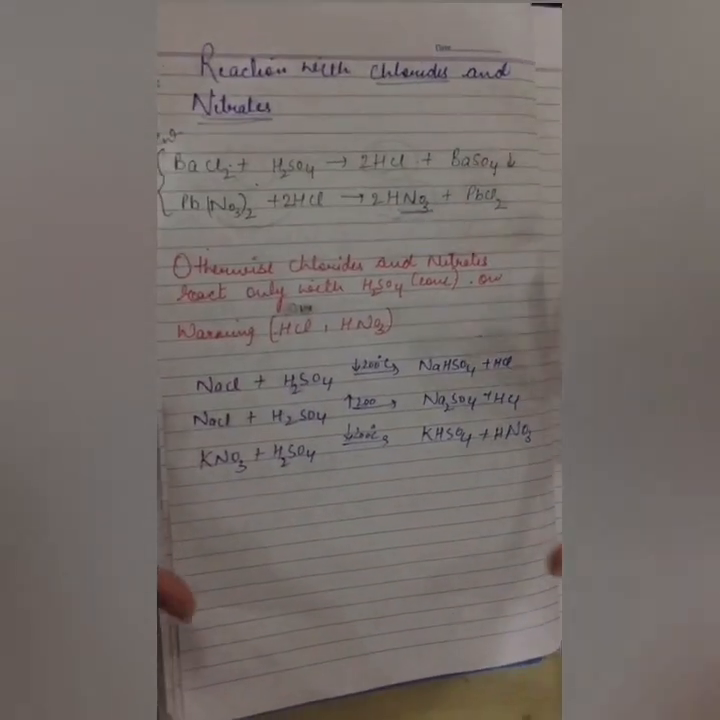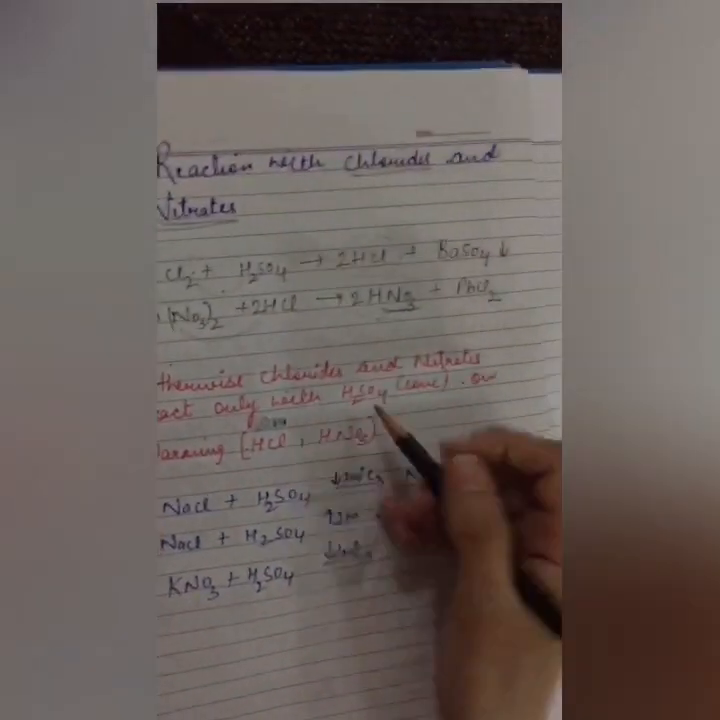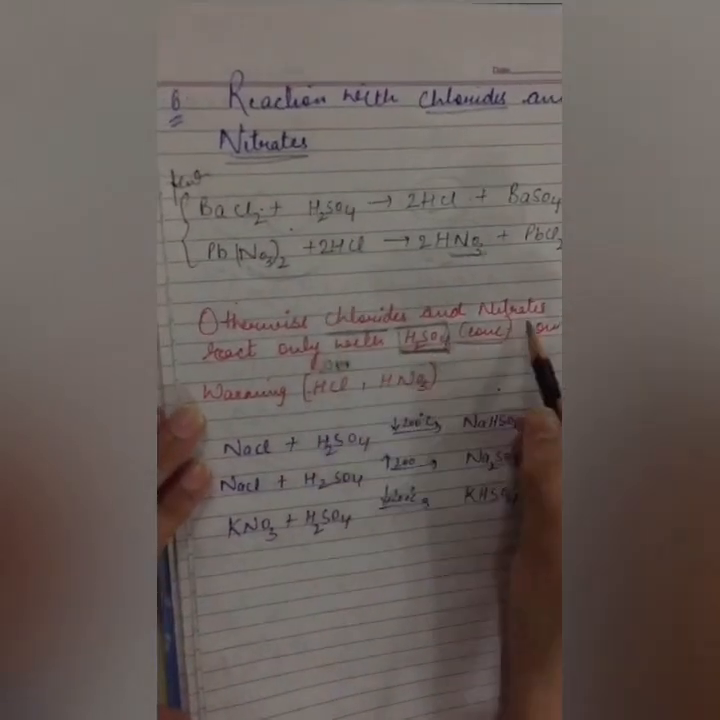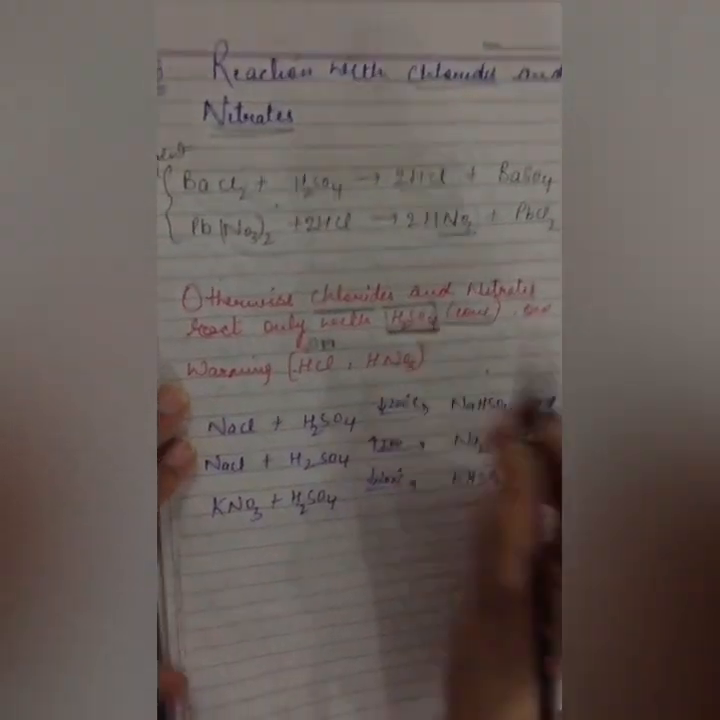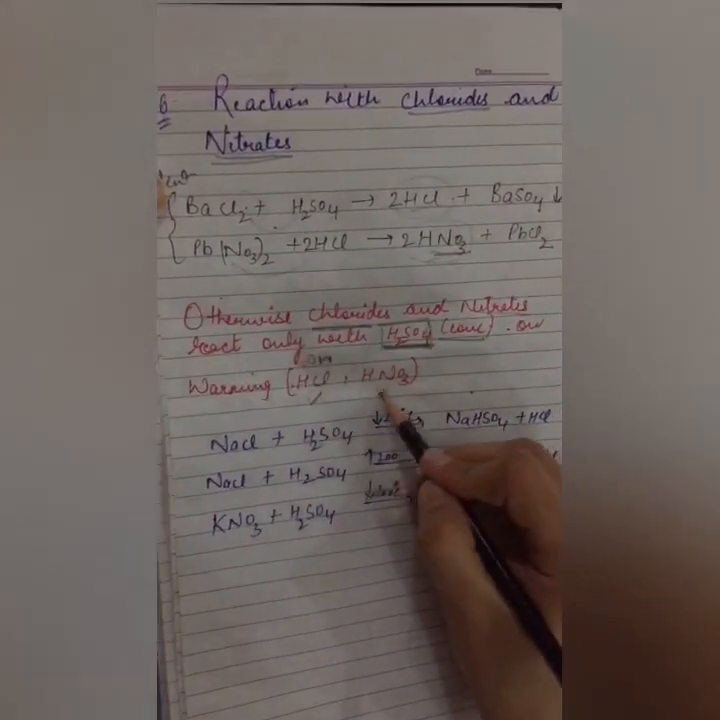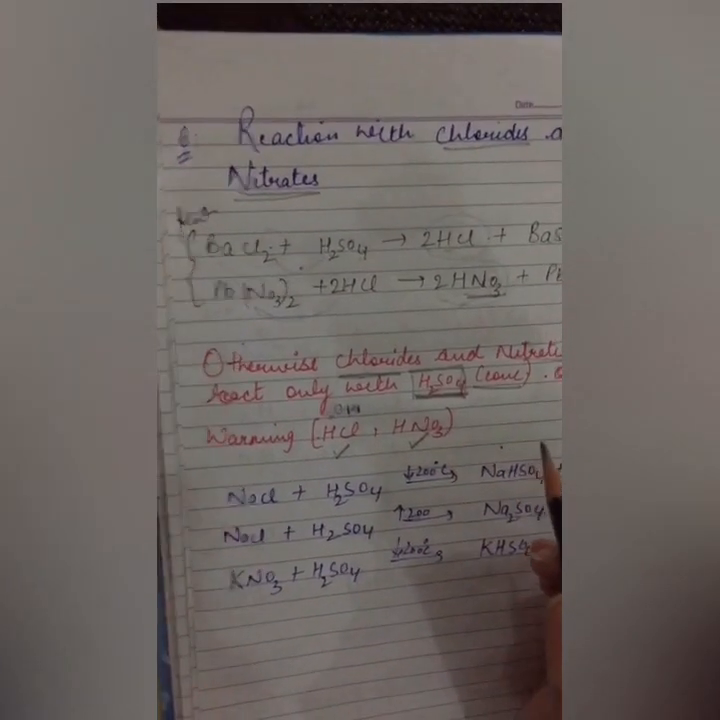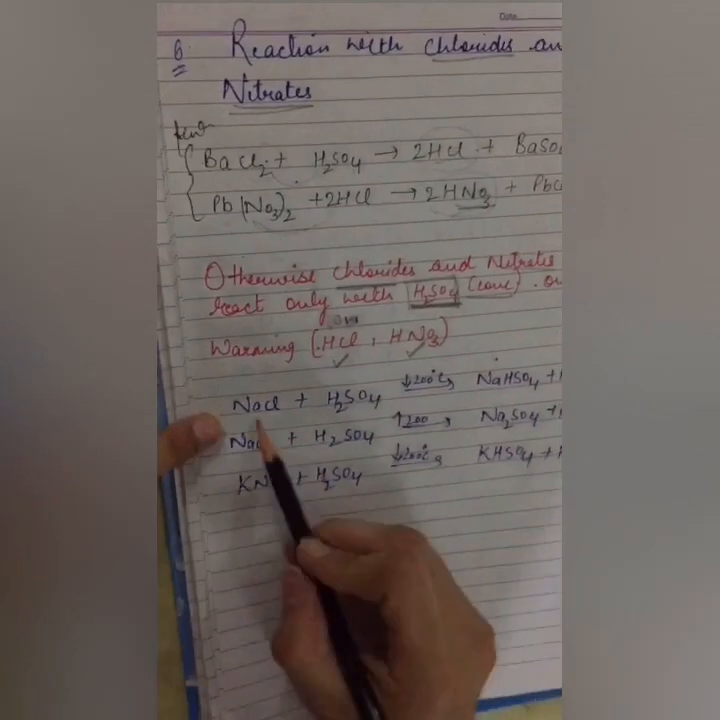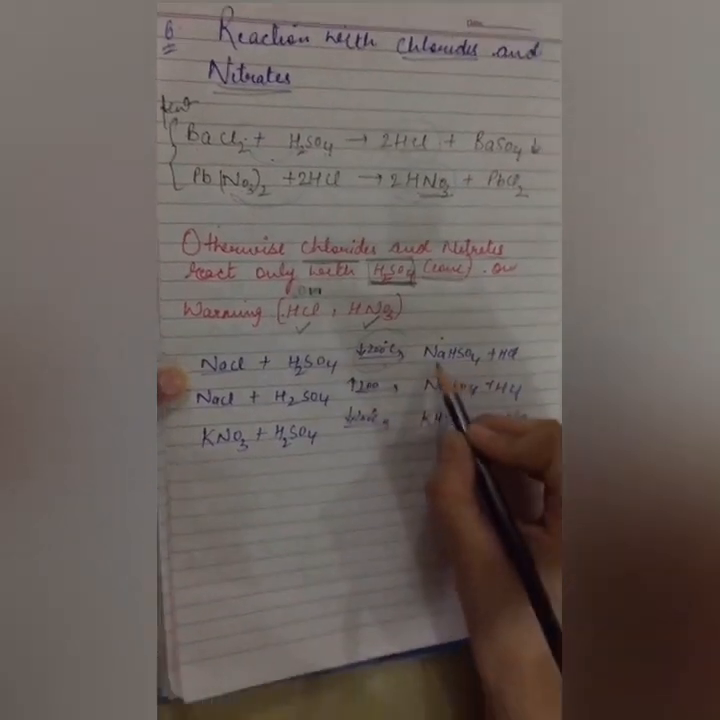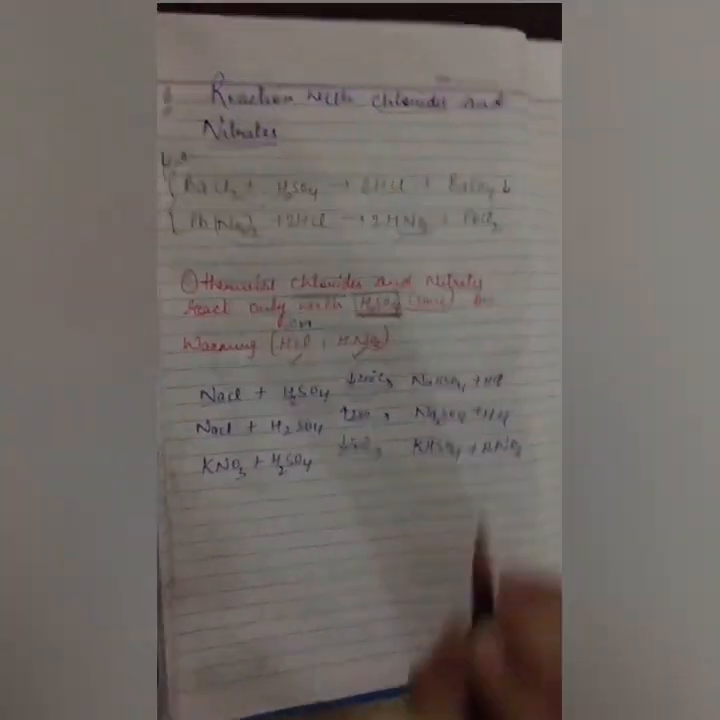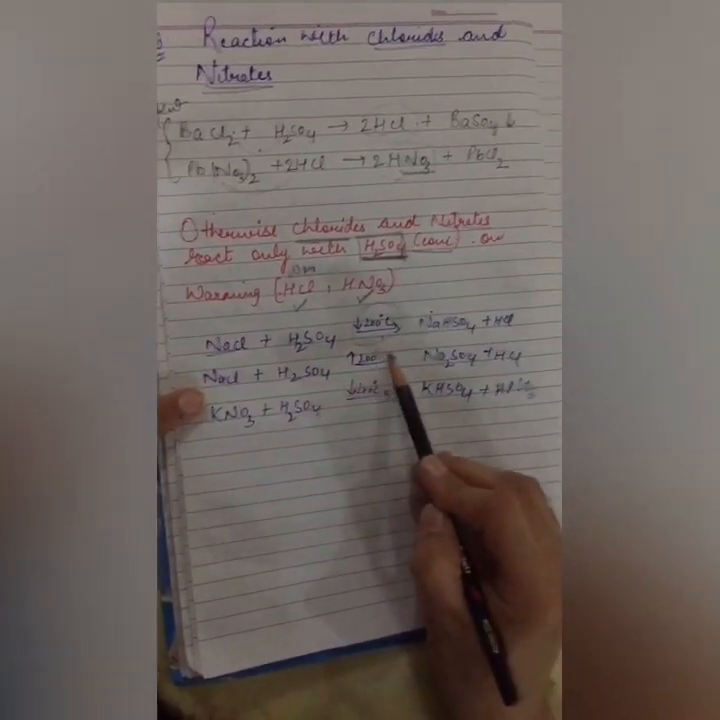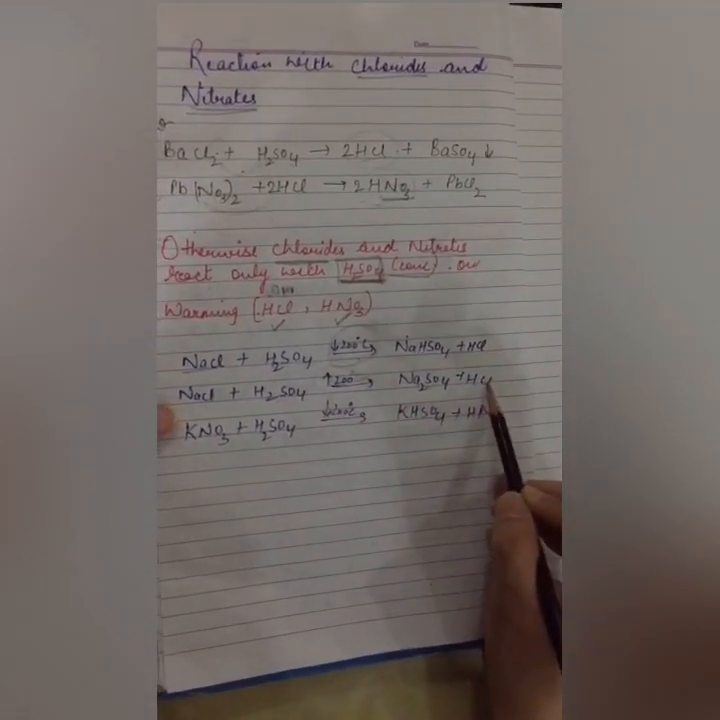Otherwise, all the chlorides and nitrates react only with concentrated H2SO4, on warming. After heating up to some temperature, they will give HCl and HNO3, except for these. All other metal chlorides and nitrates. Sodium chloride, when we heat it below 200 degrees Celsius, will give sodium bisulfate. When we react NaCl with H2SO4 above 200 degrees Celsius, it will give sodium sulfate and HCl. Right.